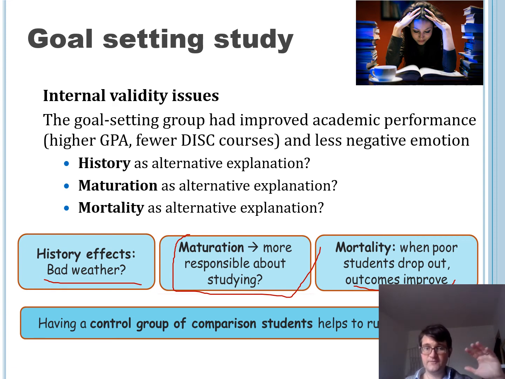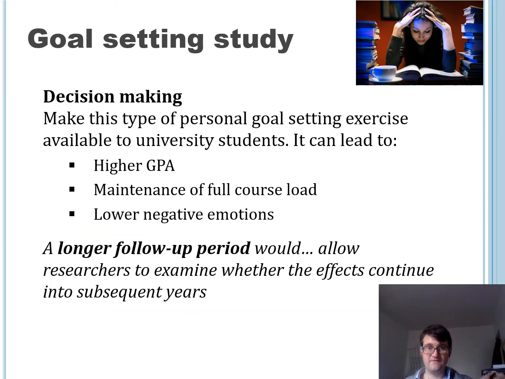Having the control group helps to rule out those threats, because all these things should affect both groups equally if the experimental group and the control group are comparable at the beginning.